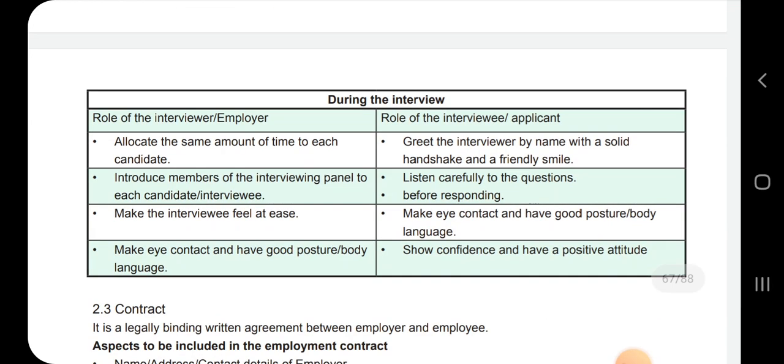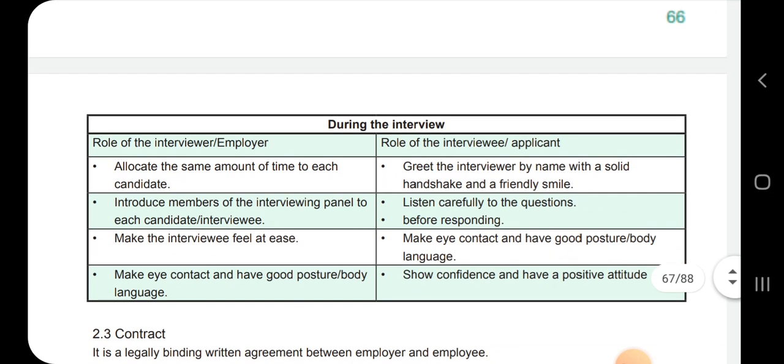So during the interview, there is the role of the interviewer, the person who is looking for a person to fill a position, and the interviewee, the person who's applying for the position. So their roles are there.